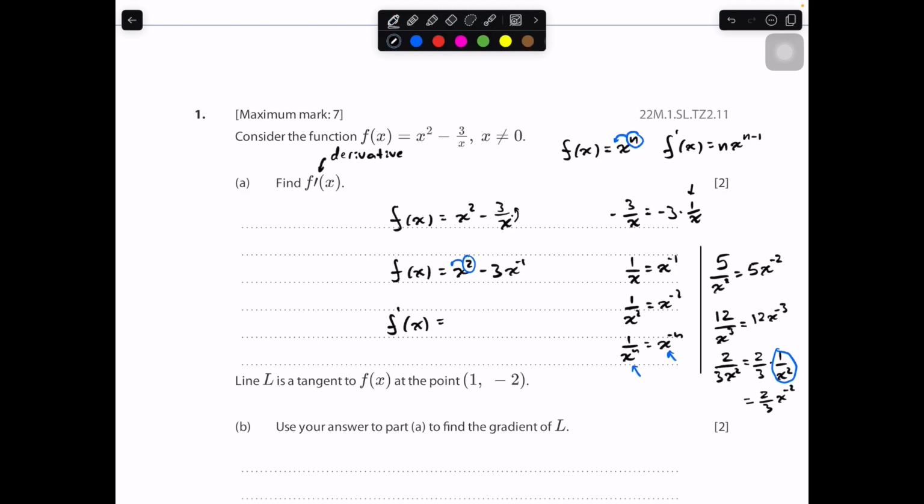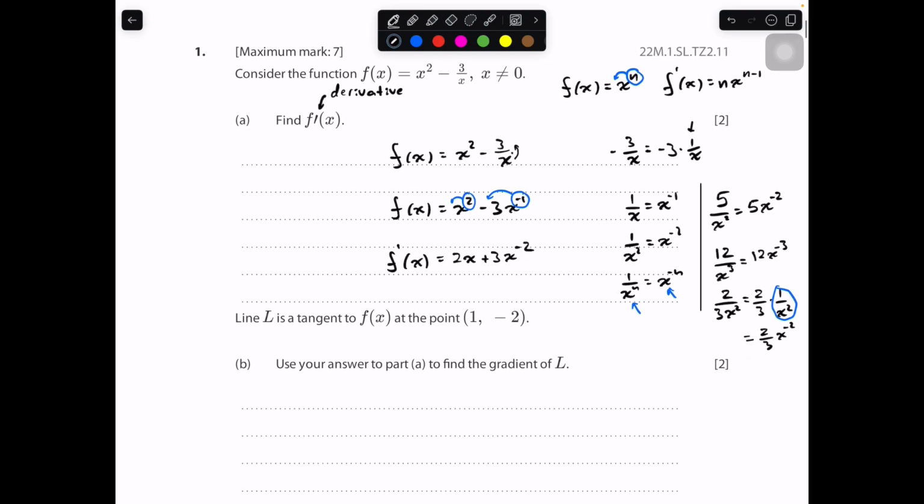And then we have 2x. It used to be squared, to the power of 2, now it's 1. We don't really need the 1, so let's leave it. And then, following along, we have this -1 power. Let's multiply it out in front. -1 times -3 is going to give us +3. And x used to be raised to the power of -1. Let's take 1 away from that, and now it's going to be x to the -2. And that's our derivative.